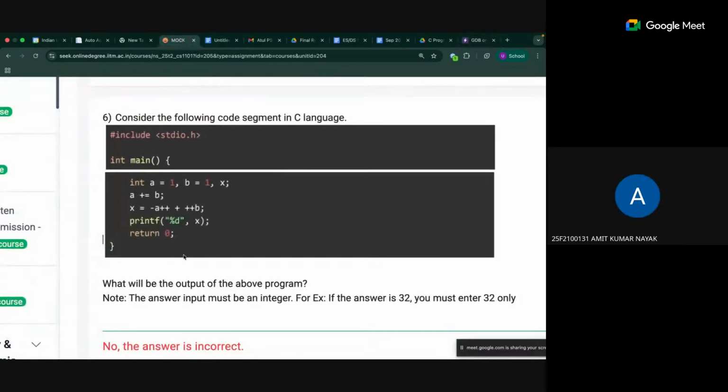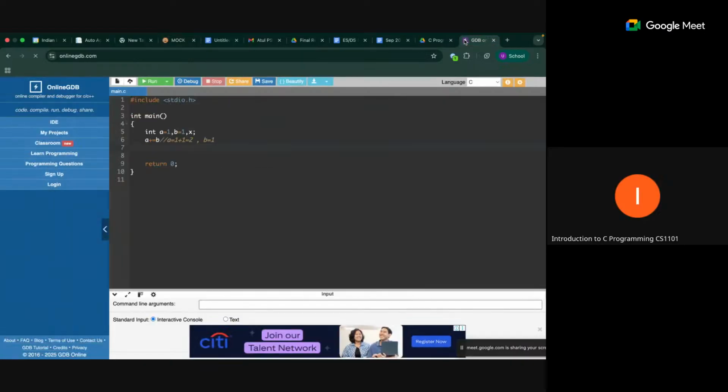It's not updated. Yes, and here they have mentioned x equal to minus a plus b. Before that, what is the difference? Let's leave this statement as of now. Let's say I'm giving y is equal to plus a, and again I'm reinitializing a to 2, and I'm giving m is equal to a plus plus. What will be the m value and what will be the y value?